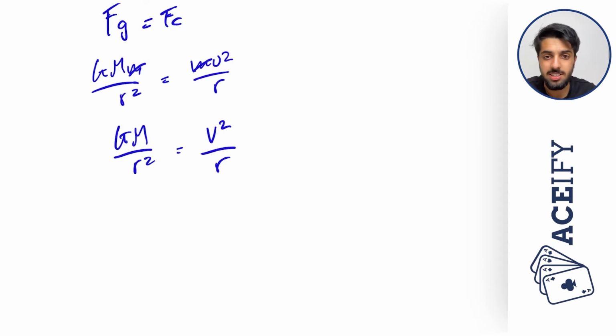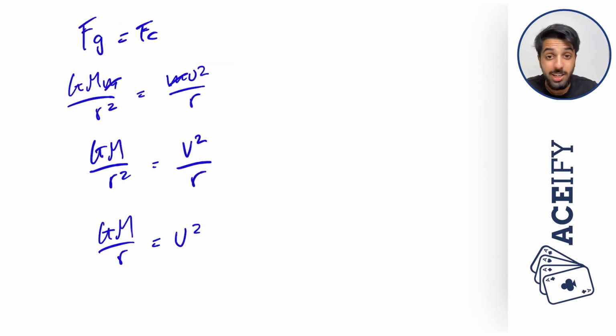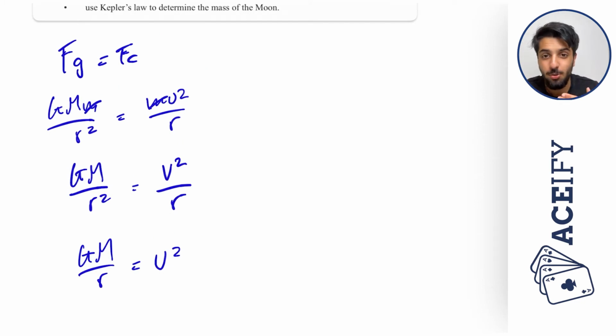And again, as we did in our previous question, we can cancel out the powers of the radius, and we get GM all over r is equal to v squared. Okay, so we get to this point, and we're like, where is the T going to come in? And we only have one r, not r cubed. So that's when we have to use our knowledge of circular motion.